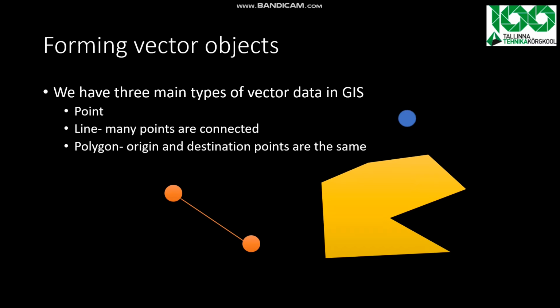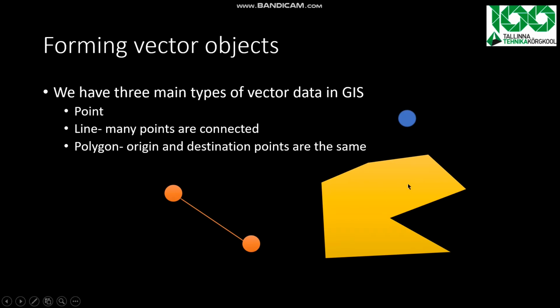When we are forming vector objects, we could distinguish 3 different sub data types. So those are points, polygons, and lines. The easiest one are points, and we see them today also. The line is really when we connect 2 points together.